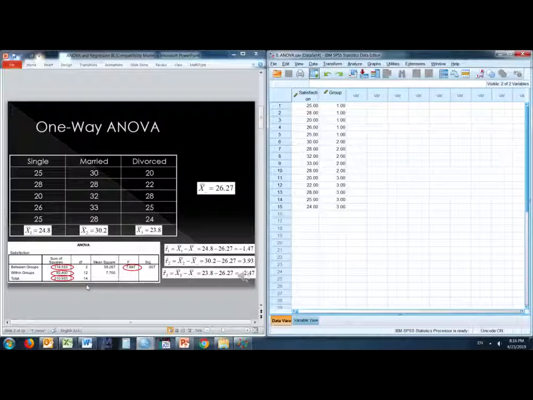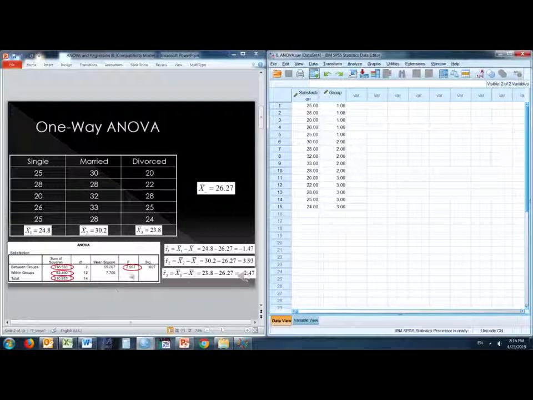For the ANOVA source table, the sum of squares for between group is 118.533. Degree of freedom is 2. The mean square is 59.267. The sum of squares for within group is 92.4. DF is 12. And the mean square is 7.7. The overall sum of squares is 210.933. The total DF is 14.